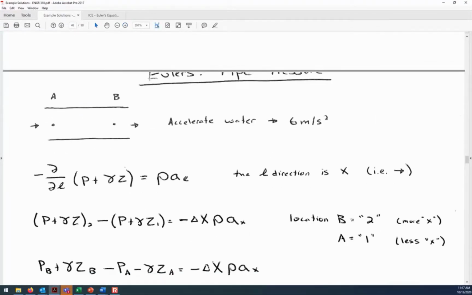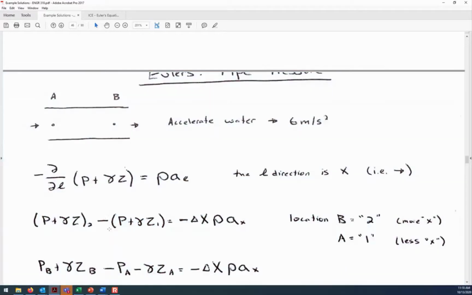Okay, so we can see A is to the left, B is to the right, and so if we're accelerating in the x direction, then that means that location B is going to be what we call 2 when we substitute into this formula, because it's further to the right. And so expanding that out, it's going to be the pressure at B plus gamma ZB. So that's location 2. And then minus the piezometric pressure at location 1. So that means minus PA minus gamma ZA.